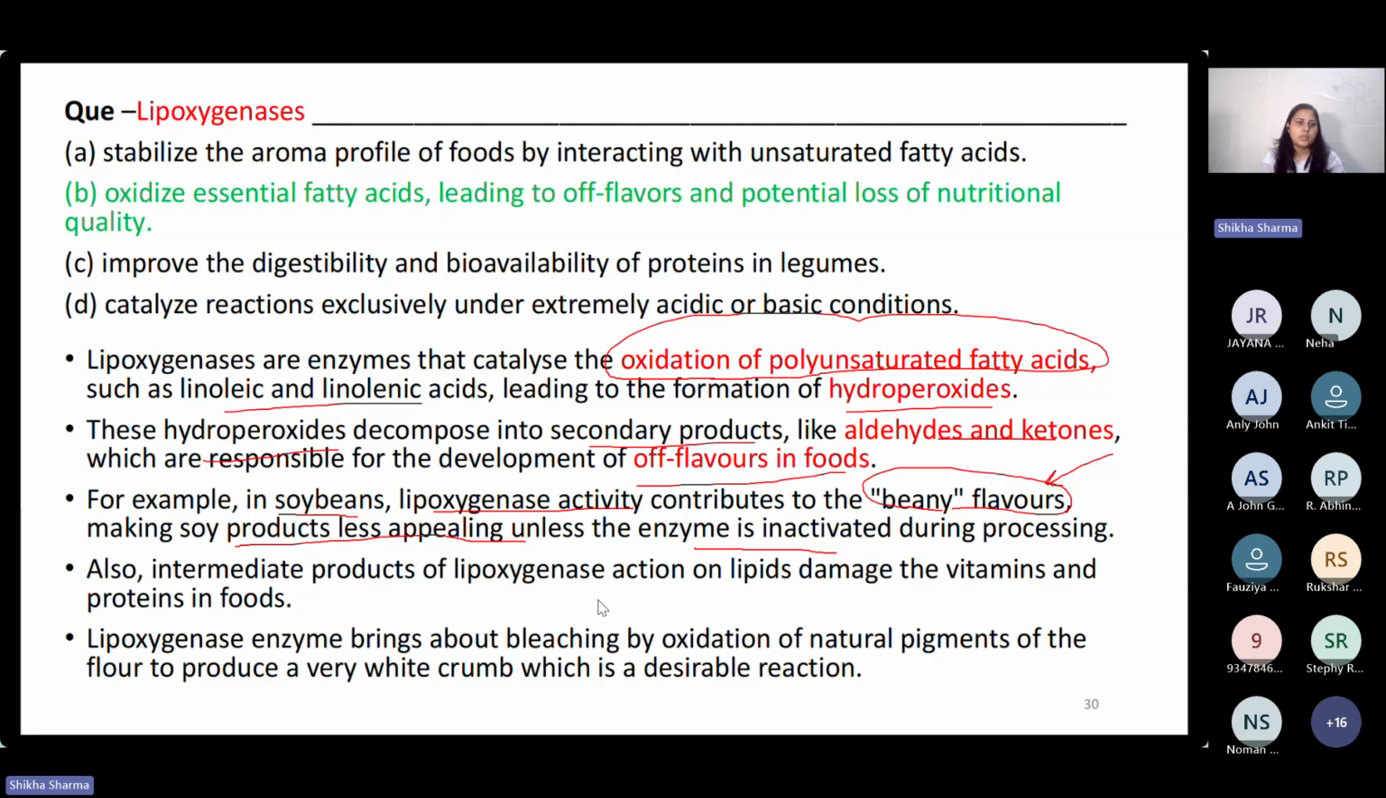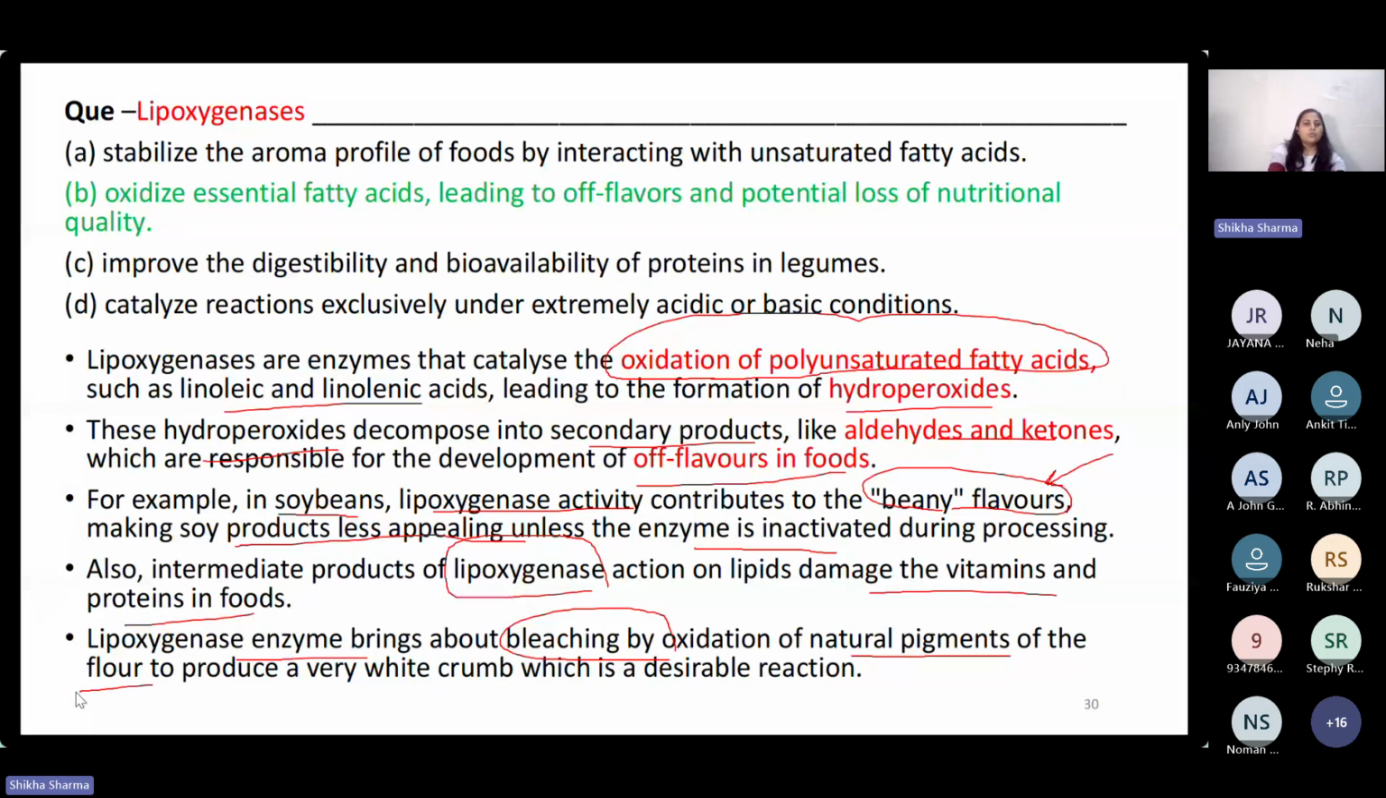Also, when lipoxygenase reacts with the lipids, it can form intermediate compounds which can damage the vitamins and the proteins in the food. And this enzyme can show a bleaching effect by oxidation of the natural pigments of the flour.